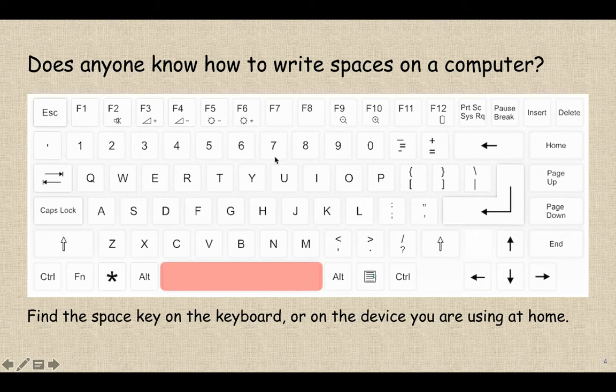There we go. So near the bottom of your keyboard, there is a long bar, okay, and that is called the space key. Okay, some people call it the space bar, okay, because it's shaped like a bar. And that will enable you to create spaces in between your words when you are writing digitally.